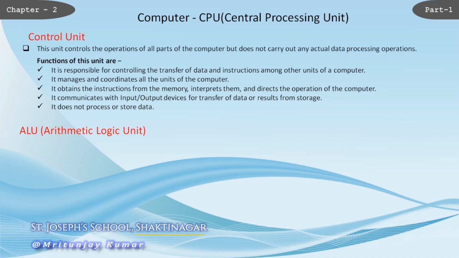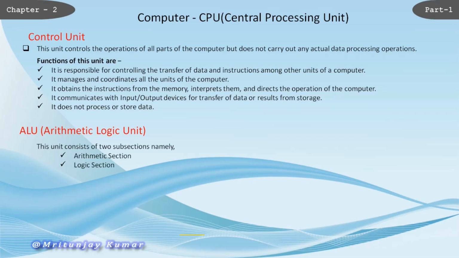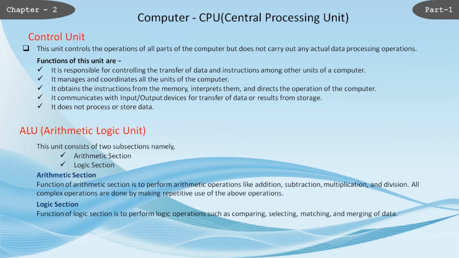The next part is ALU. ALU is arithmetic logic unit, and this unit consists of 2 subsections, namely arithmetic section and logic section. Function of the arithmetic section is to perform the arithmetic operations like addition, subtraction, multiplication and division. All complex operations are done by making repetitive use of the above operations.